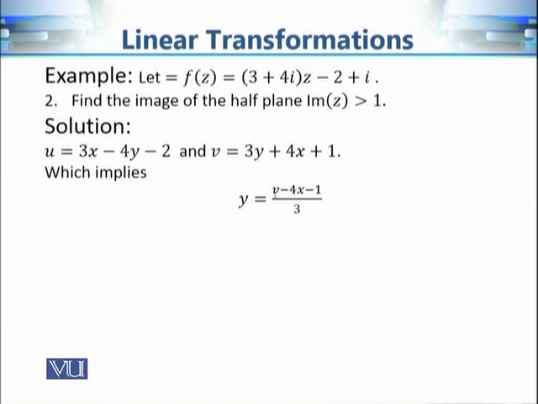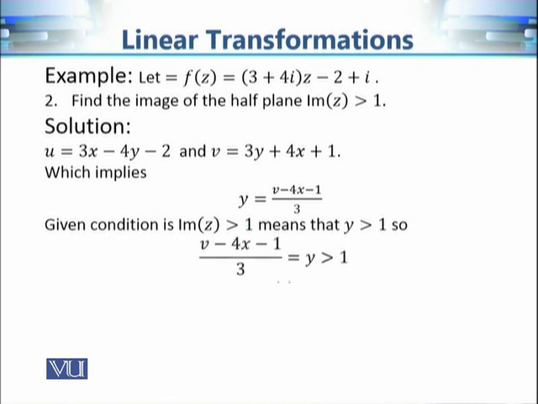So y is equal to (v minus 4x minus 1) divided by 3. And then using this condition, because if this u and v belongs to f of a, the image of this half plane, then the imaginary part, or y, should be strictly greater than 1. So in other words, we have the following inequality. This is the value of y, it should be greater than 1.